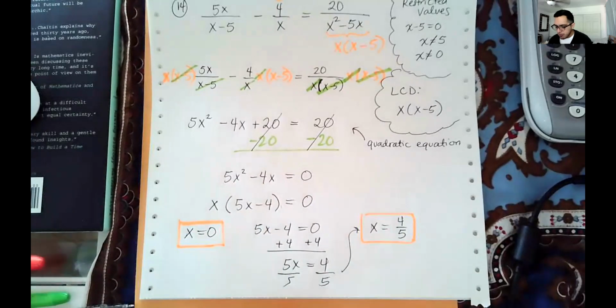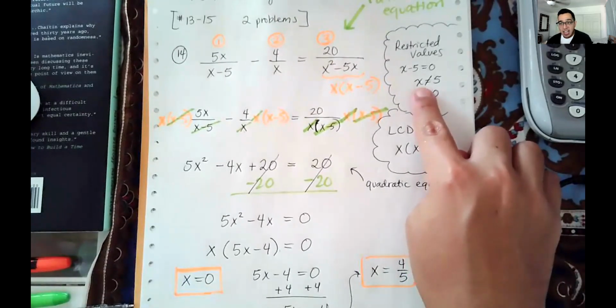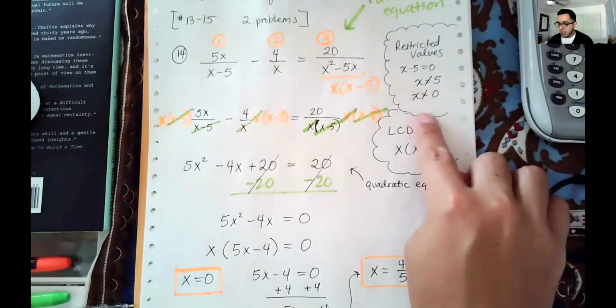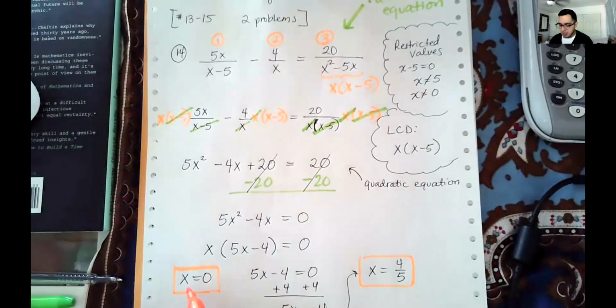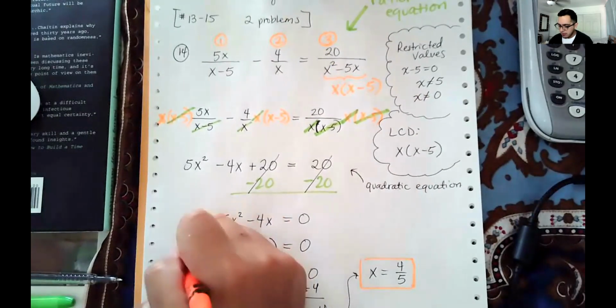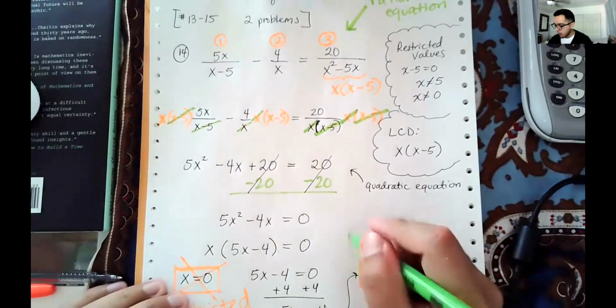However, at the very beginning of this problem, we established that our restricted values, x cannot be equal to 5, nor can it be equal to 0. So what I have to say is, because we got x equals 0 as a solution, we have to throw that away because it's restricted. So our only solution is x equals 4/5.